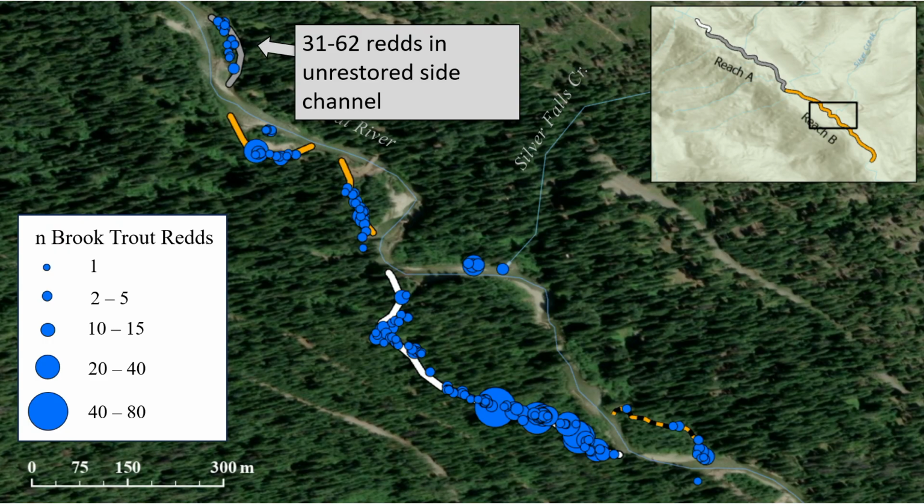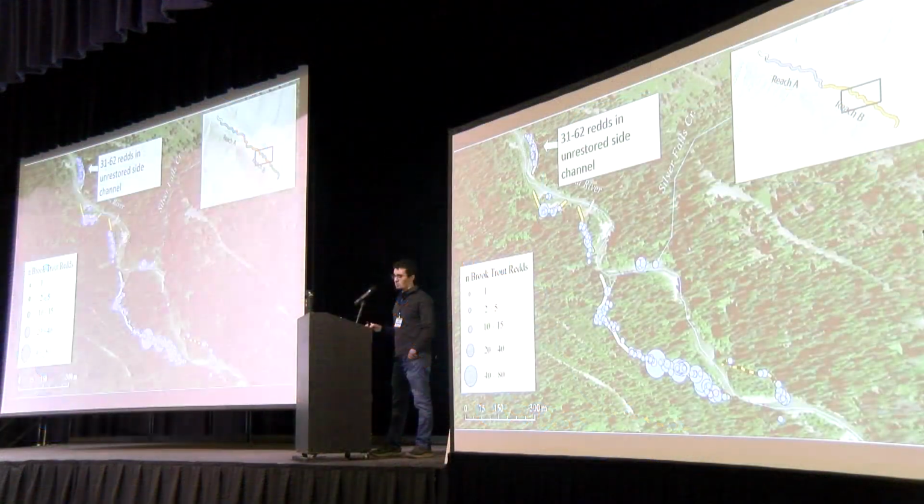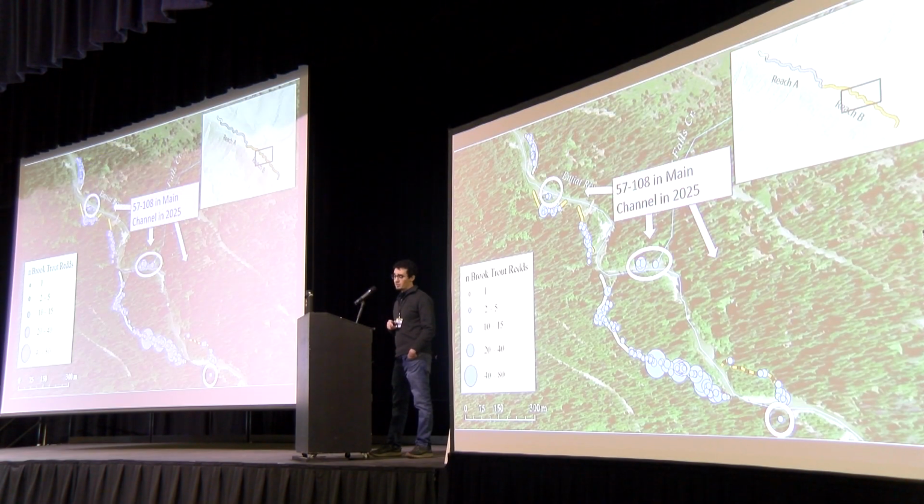I'll get into this in a little more detail in a sec, but there are a couple side channels further upstream where we hadn't seen brook trout redds before, but this year with the historic low flows and historic high temperatures, we were seeing redds up there as well. We also saw this year that this was the first year we saw a substantial amount of redds within the main channel.